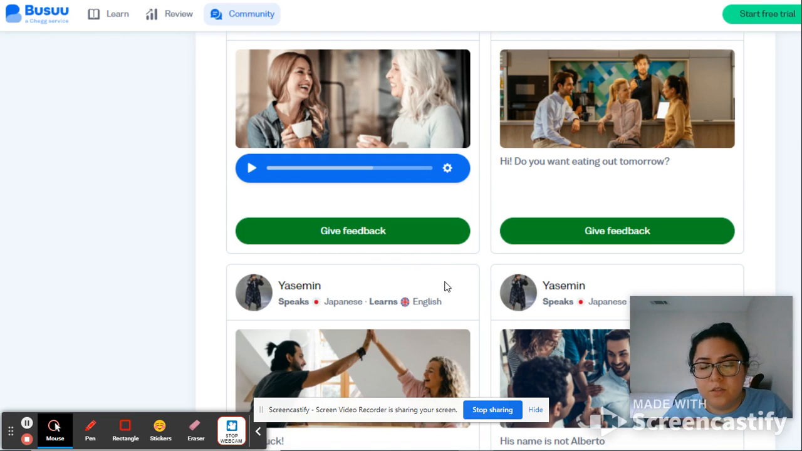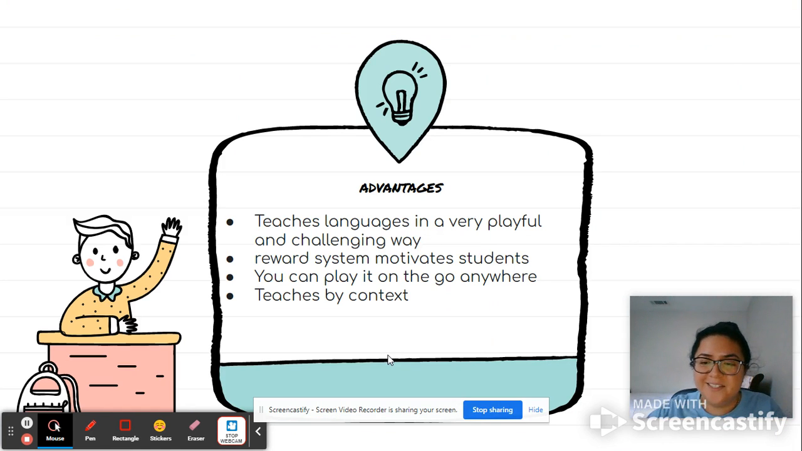Both of these applications are free for educators, and that's something that I think it's good to know. The advantages of these is that they are learning in a playful and challenging way. The reward system motivates students to continue learning, and they can use these applications on the go, so they can use their cell phones, tablets, or computers. And lastly, it teaches them by context instead of memorizing. I think that's what I enjoyed a bit more about Busuu, that it goes by context and gives you explanations. With Busuu, it also explains more of the culture.